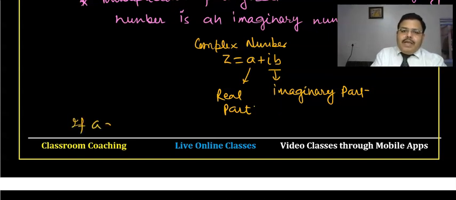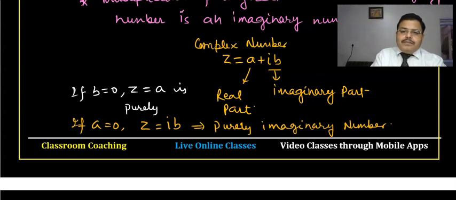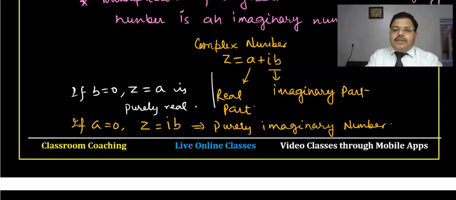If a is equal to 0, then z is equal to iota b, which is called a purely imaginary number. And if b is equal to 0, then z is equal to a, which is called a purely real number. So we can write like this, and we can understand like this as well. There is no problem, I think. I hope you got it. So a complex number is complex because it is a mixture of two types of things, one real and another imaginary part.